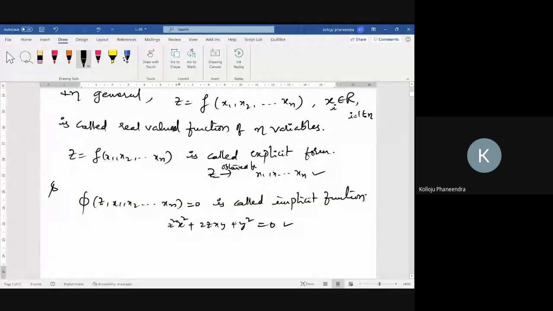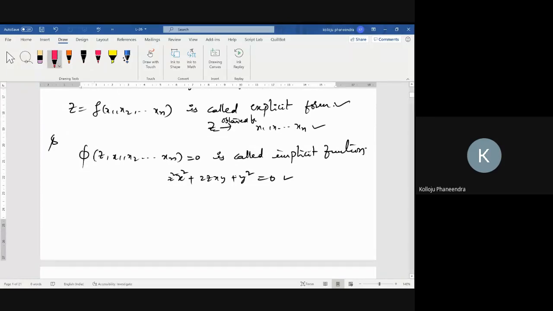Now this is called an implicit function, like that. Explicit function means the dependent variable is purely defined in terms of the independent variables. Implicit function is combinedly defined; x, y, z are interrelated. This is called an implicit function. Now, function of two variables. Now we are dealing with function of two variables.